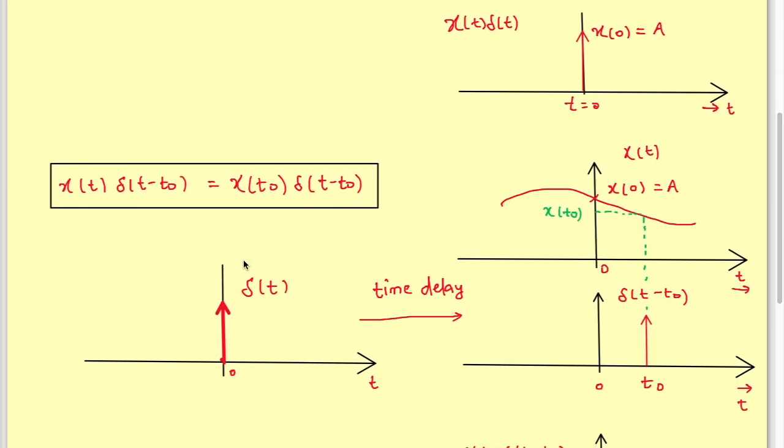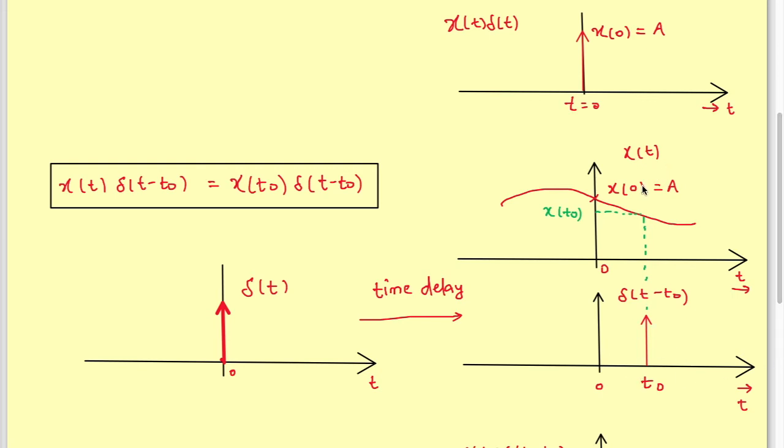now moving to our another case, if the impulse is time delayed or time shifted. So this is my delta of t, and if I time delay my signal with unit t naught, then it will shift in the right hand direction. So it will look something like this.